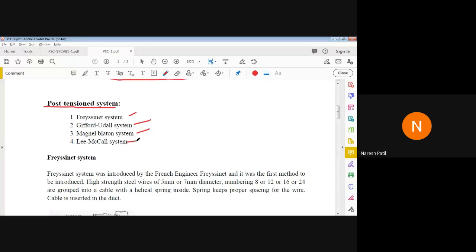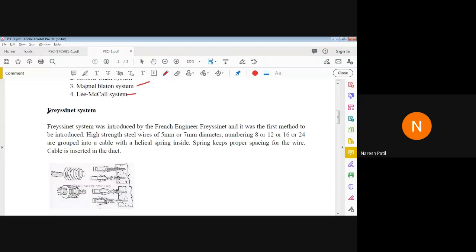Again, in the exam, you may get one or two explanations or classifications. They may ask, explain the Gifford-Udall system or explain the Freyssinet system, anyone. You may get one or two explanations in the exam. Okay, so please consider it here again. First we'll discuss the Freyssinet system, how the pre-stressing will be done using the Freyssinet system.